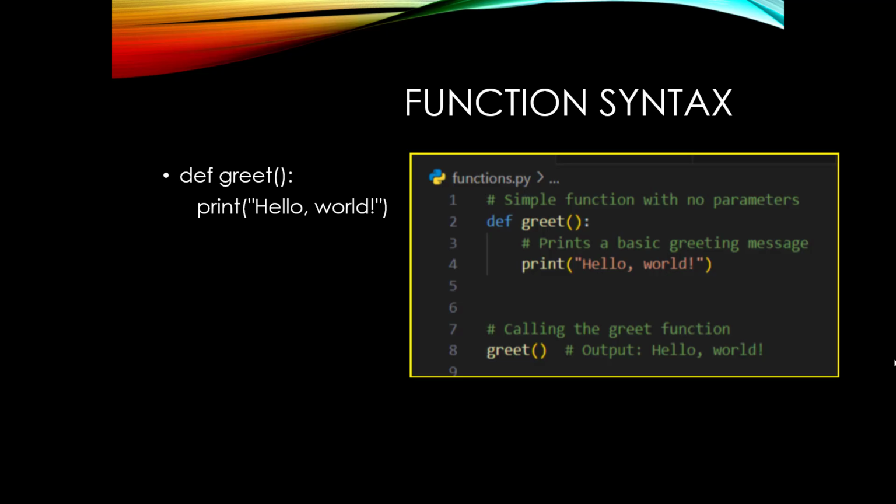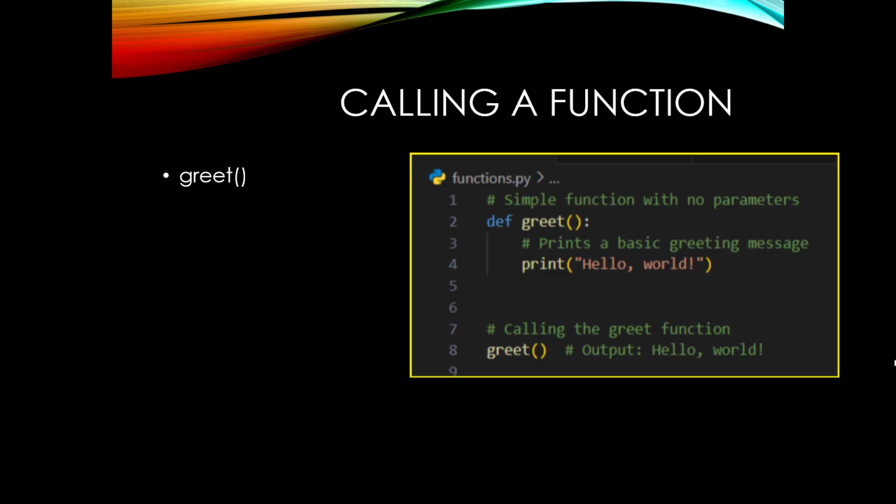So this was a function definition. We defined it. Now, how to call a function? To use the function, we simply call it using its name with parenthesis, like greet(). Python will then run the code inside the function.